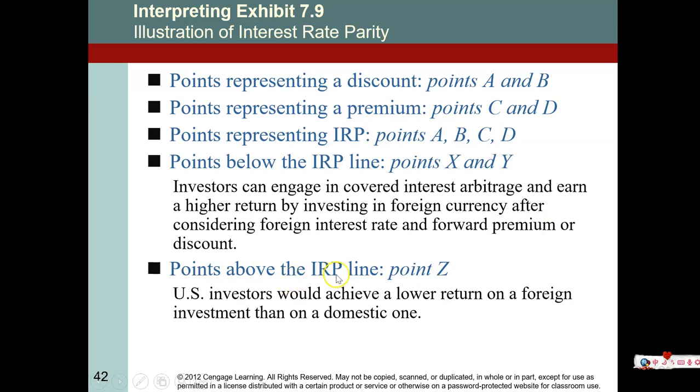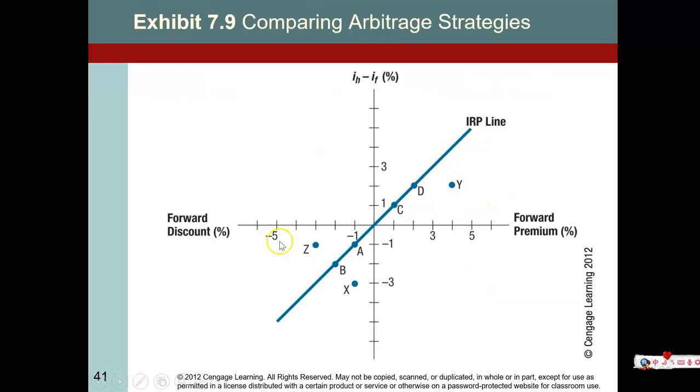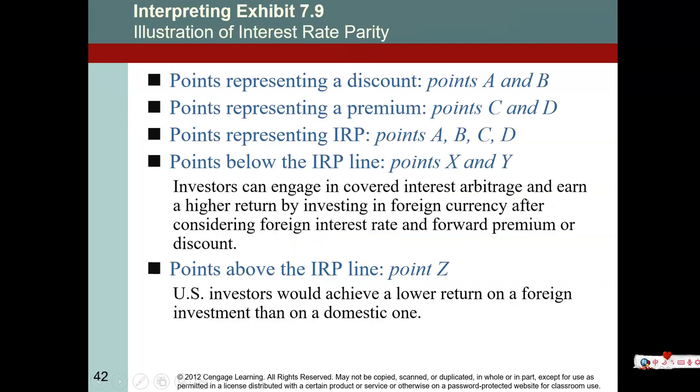For any points above the line, for example, point Z, in this case, again, P is smaller than the interest rate difference. US investors would achieve a lower return on a foreign investment than on a domestic one. Okay, so investing domestically will help investors to make more money.